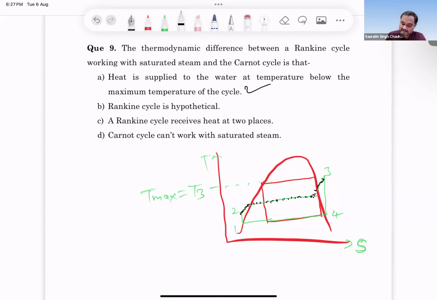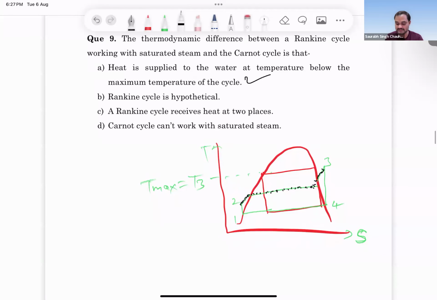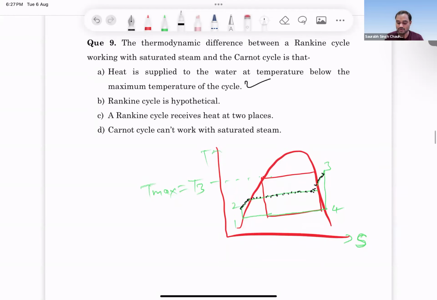Option B says that Rankine cycle is hypothetical. No, Rankine cycle is not hypothetical. Ideal Rankine cycle, yes, it is impossible to achieve in real life, but it is not hypothetical. The actual Rankine cycle is used in the steam power plants. Of course, there are some irreversibilities, so there is no ideal Rankine cycle. Option C says that Rankine cycle receives heat at two places. No, only one place, from 2 to 3 in the boiler.